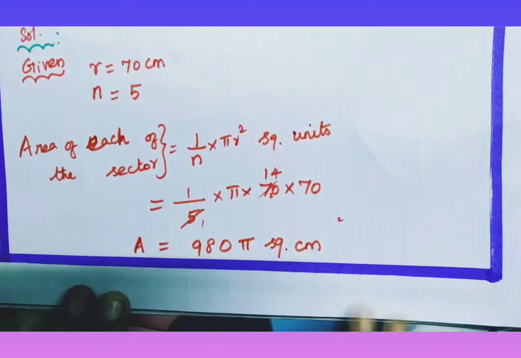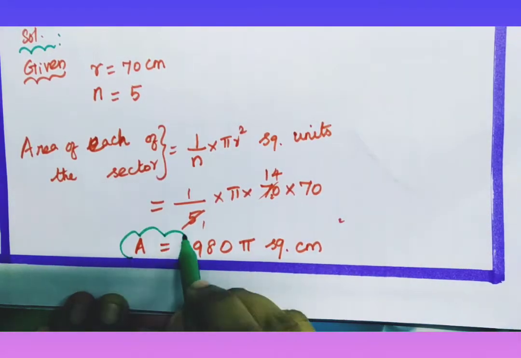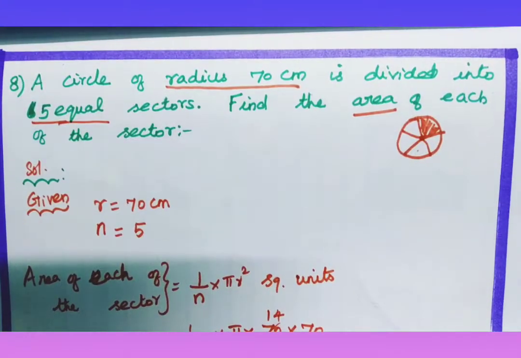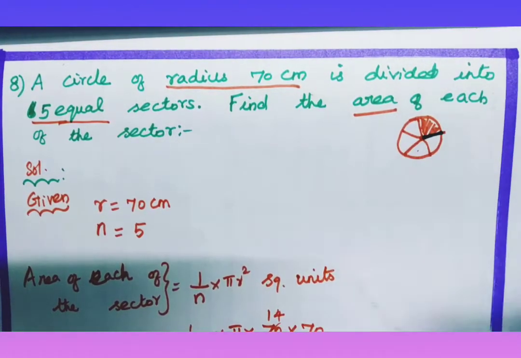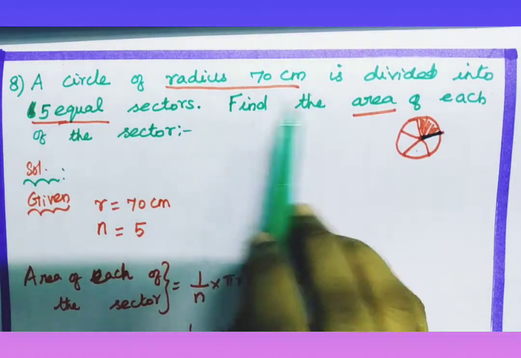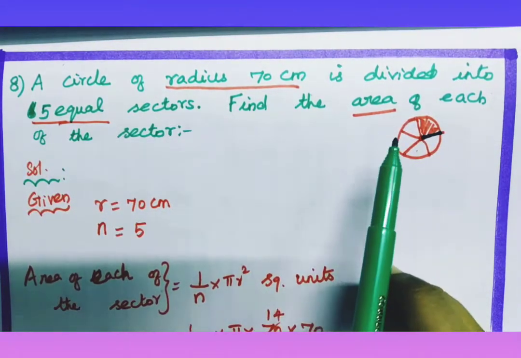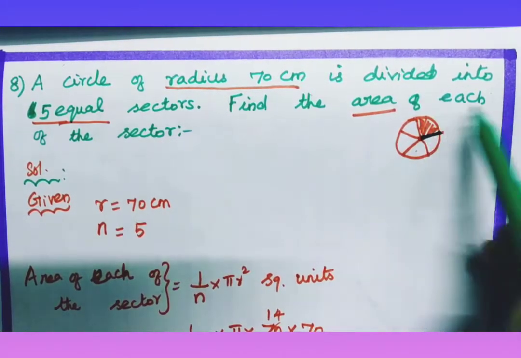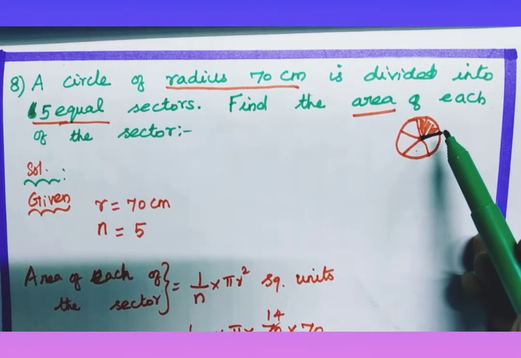Okay. So, again I will recall. Listen everyone. A circle of radius 70 centimeter. So, this radius is 70 centimeter. It is divided into 5 equal parts. We are going to find the area of each of the sector. In each sector, how much is the area, that only we are going to find out. For each sector, we have the formula, that only we are going to use now.